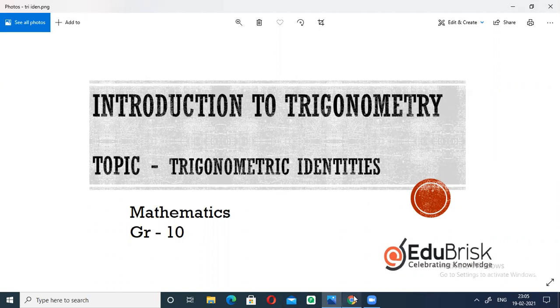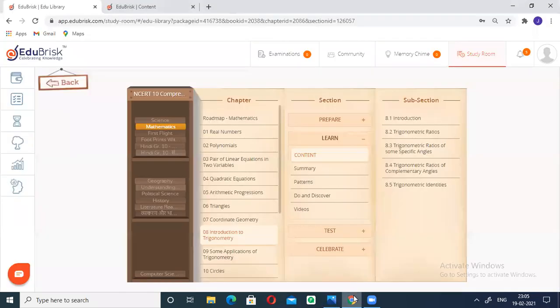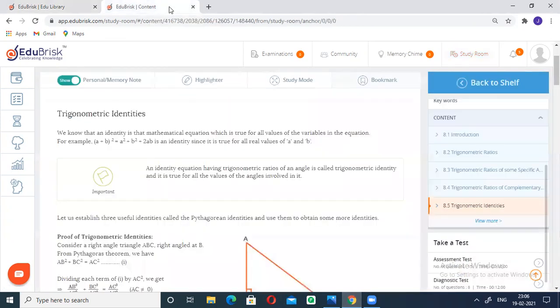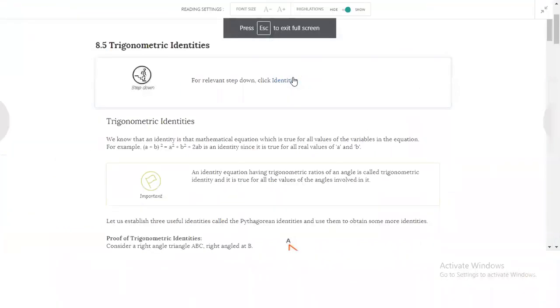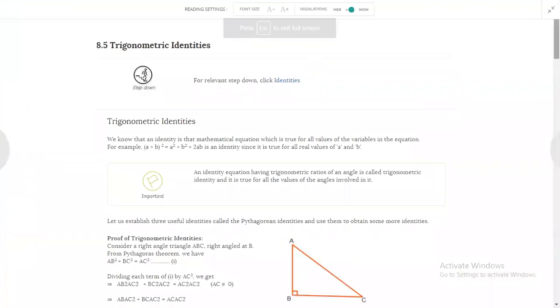Now, in this chapter, Introduction to Trigonometry, we have three important topics. One is trigonometric ratios, in other words, trigonometric ratios of some specific angles, and the third one is trigonometric identities. Now, this is very important, and today we will see how to remember these trigonometric identities and how to do the questions based on them.